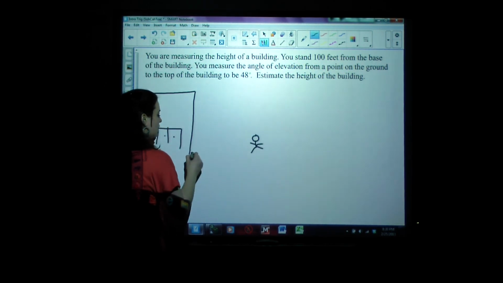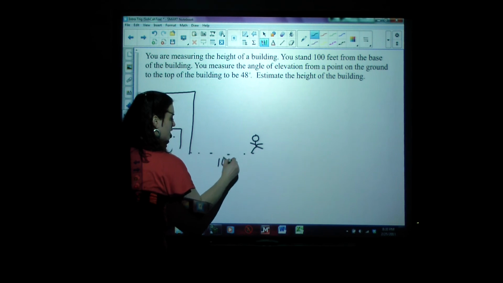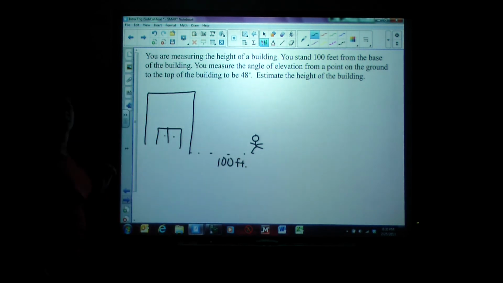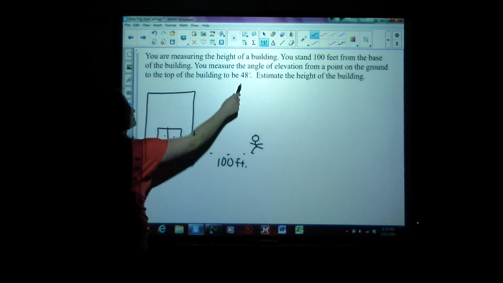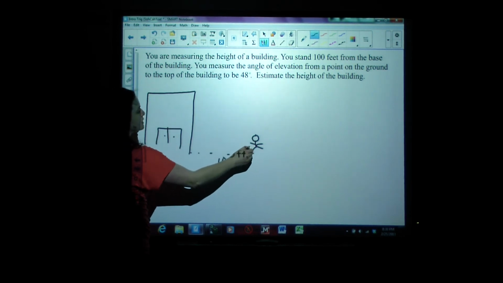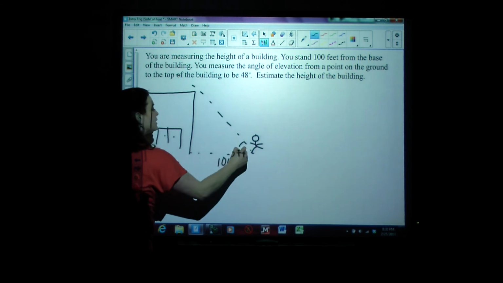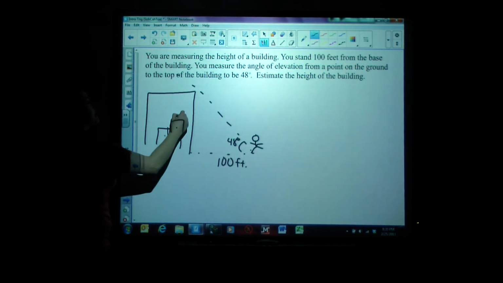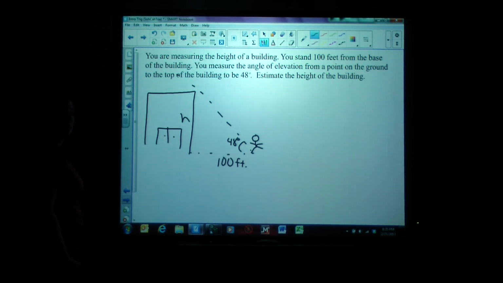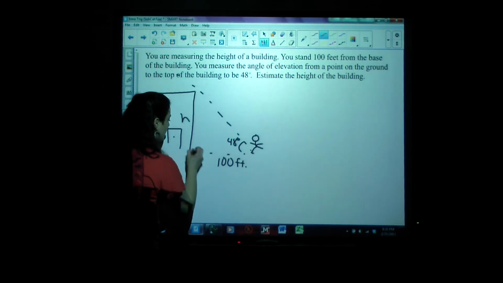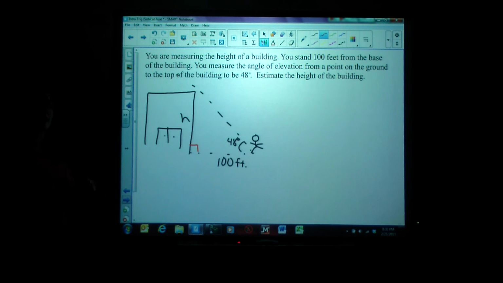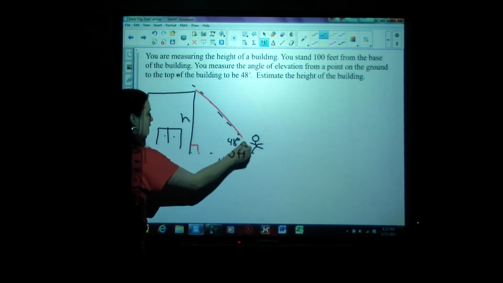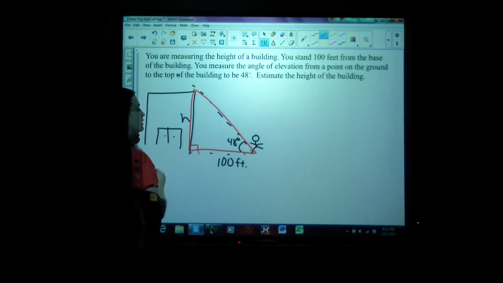Okay, you are standing 100 feet from the building. This is you. This is 100 feet. No, this is not to scale, but it's a good approximation. And as you look up to the building, so your angle of elevation to the top of the building is 48 degrees. It wants to know, what is the height of the building? Now, if this is a good building, as it should be, the building and the ground make a right angle. So we actually have a right triangle with a given angle. So we have this triangle.